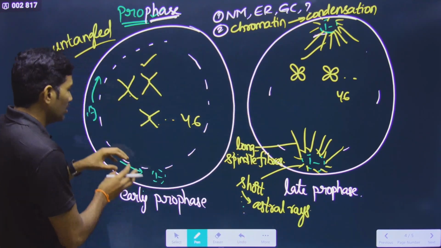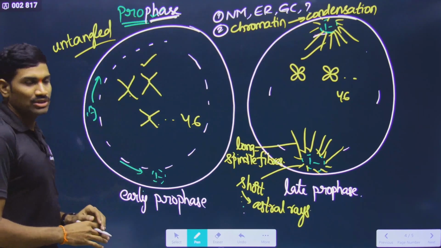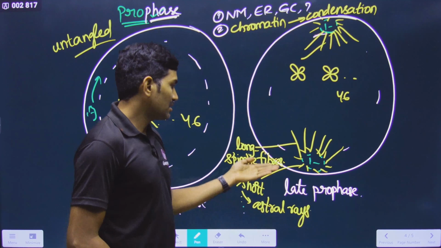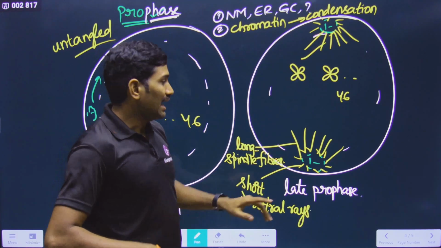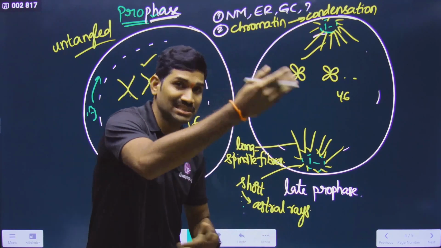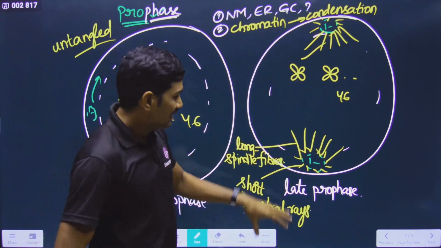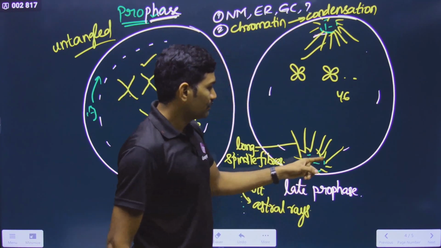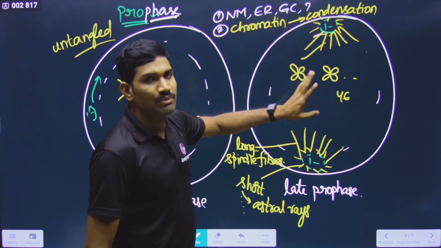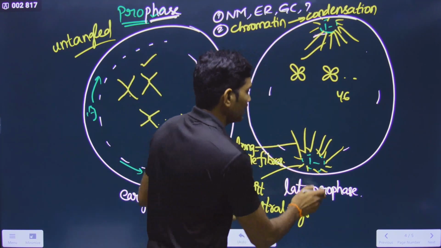Next point is, centrosomes will start moving to opposite sides and form microtubules; some are called astral rays, some are called spindle fibers. Actually these spindle fibers are important in attachment to chromosomes in the next stage, metaphase. Clear? And here, if you see, this is the centrosome with these microtubules. All these, the centrosome with microtubules, is called one aster.